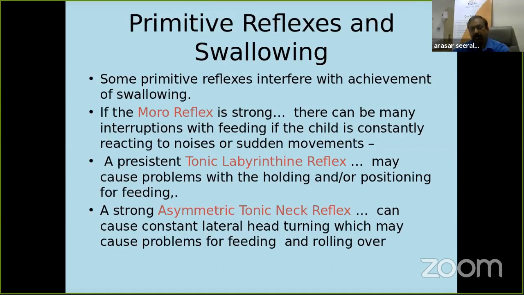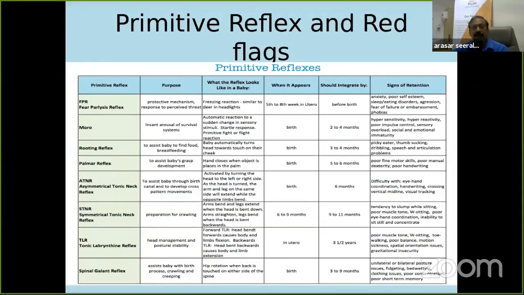So most reflexes have a role to play in development, and these reflexes normally need to disappear. There are reflexes that appear as the child is growing and stay for some time. And this is the table. Though they're small, I think most reflexes are covered. This table gives you when it appears, what is the purpose of this reflex, when it should get integrated with the voluntary movements, and what happens if they don't disappear in time or they are deviant.